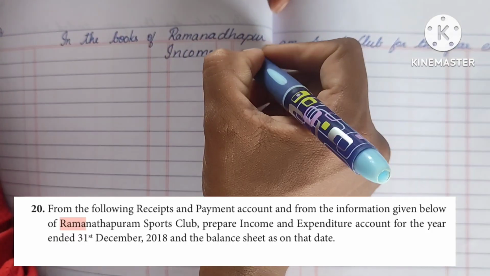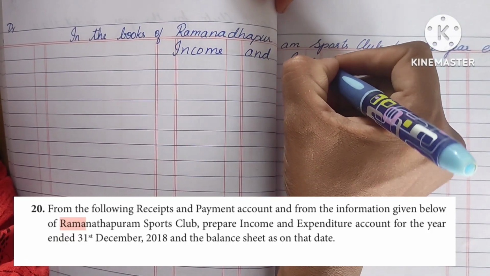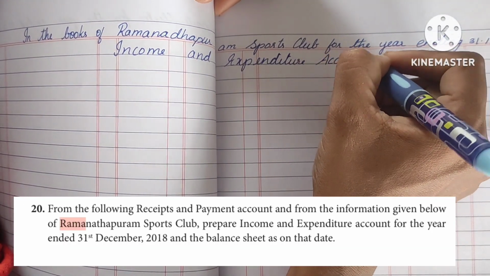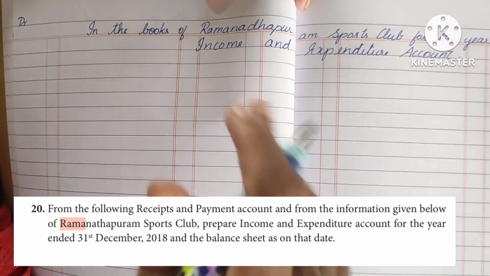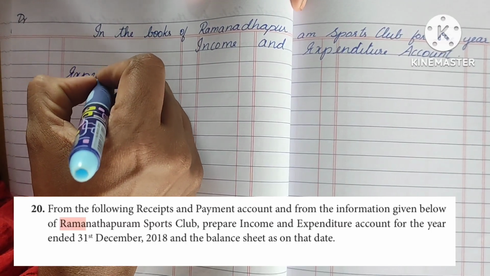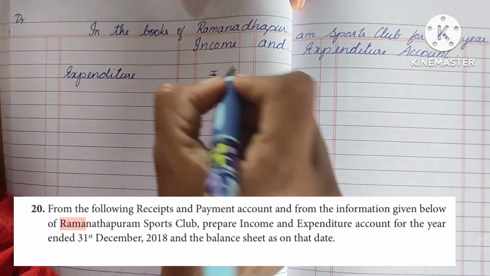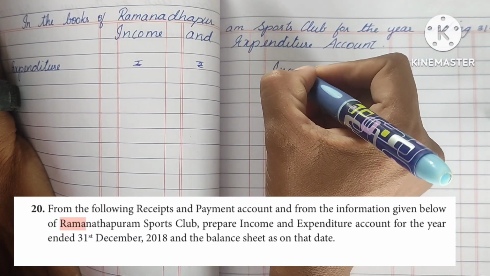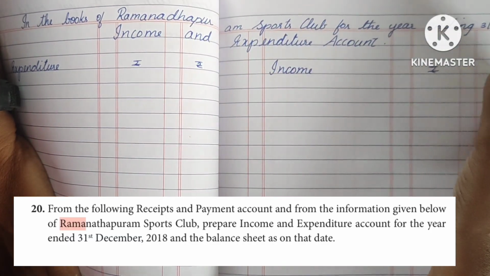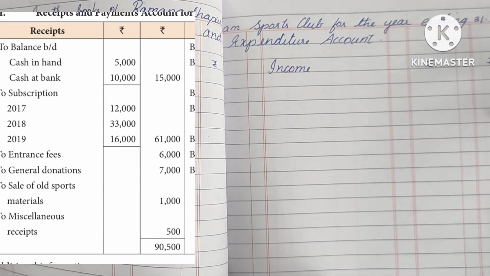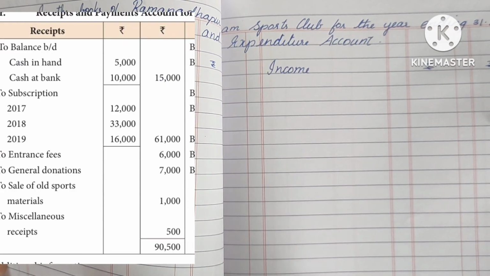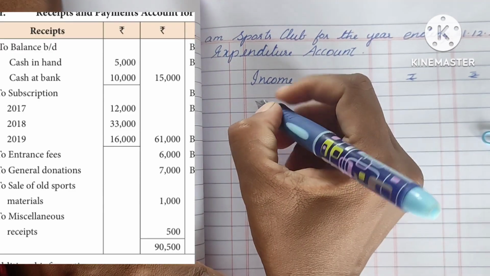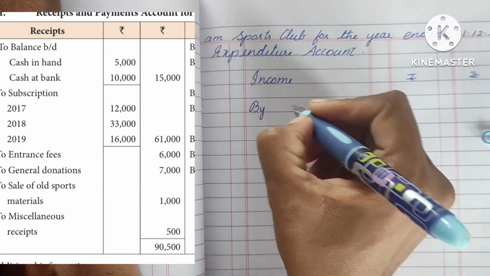So this is a very easy sum. It has only 2 adjustments, so it is very easy. We started with giving the heading, the title of the sum: in the books of Ramanathapuram Sports Club, income and expenditure account for the year ended December 2018. Then the format of the income and expenditure account: on the debit side the expenditure, and on the credit side the incomes. We are going to start with the receipt side of the receipts and payments account, which will be posted on the income side, the credit side of the income and expenditure account.